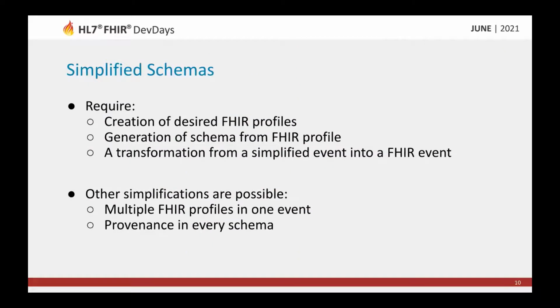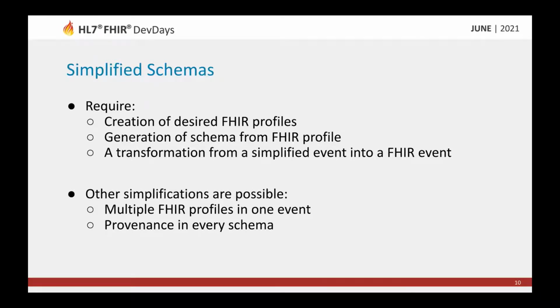To make these simplified schemas work, we have a few extra requirements. Firstly, we need to be able to quickly and accurately create the desired FHIR profiles, though this is common to any FHIR solution. Secondly, we need to generate schemas containing the simplified fields from the FHIR profiles. These schemas would normally be made using Apache Avro or Google Protobuf. And thirdly, we require an extra transformation step to convert from the simplified events to FHIR events. This needs some extra logic and infrastructure.